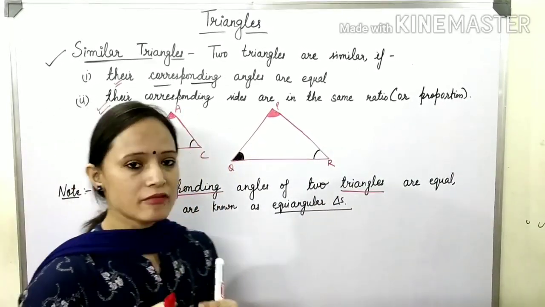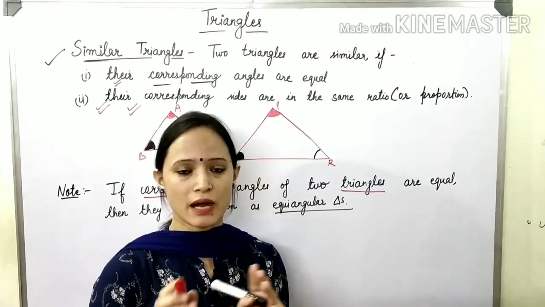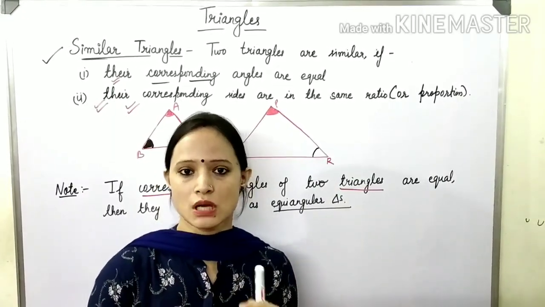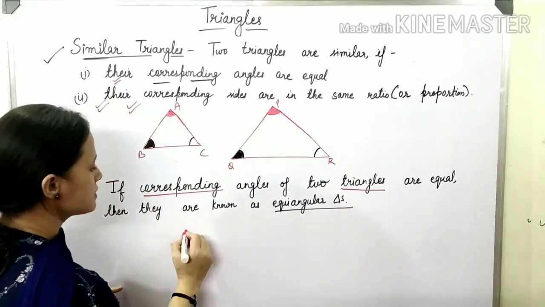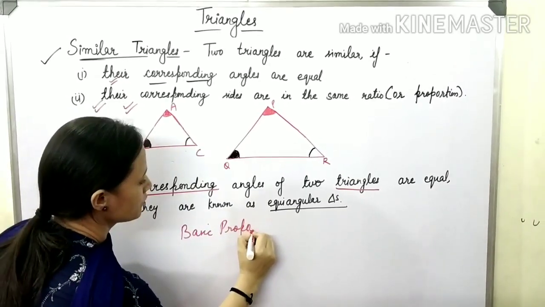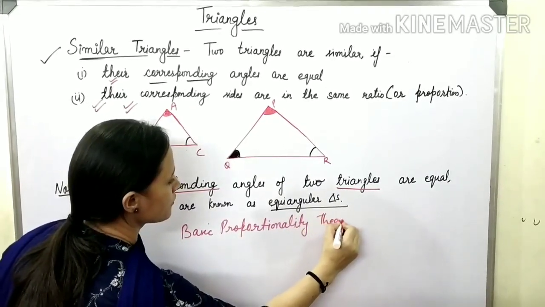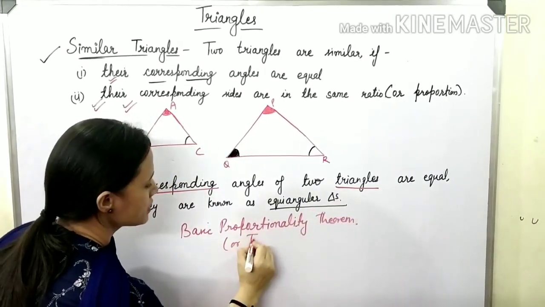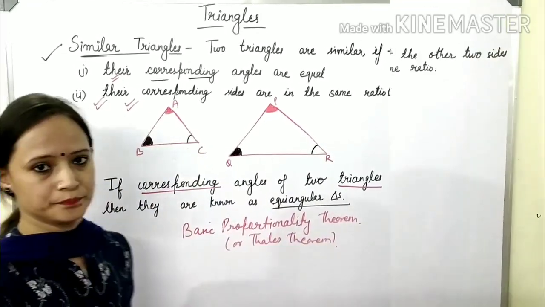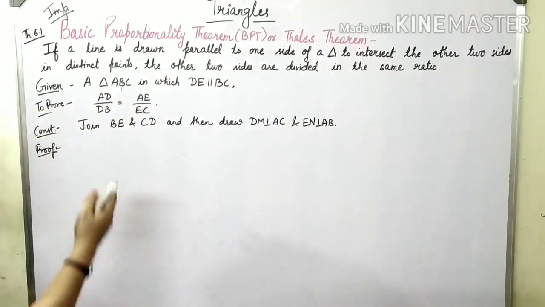Now, it is believed that Thales used a result to prove that when two triangles are equiangular, their sides are in proportion. He must have used a result that is known as the basic proportionality theorem, or it is also known as Thales theorem. And what is that theorem? That we will see. Basic proportionality theorem or BPT, also known as Thales theorem. So this is the theorem.